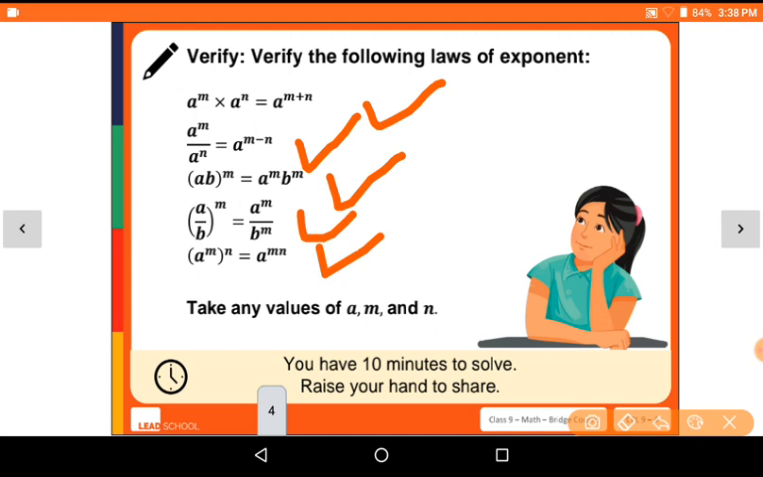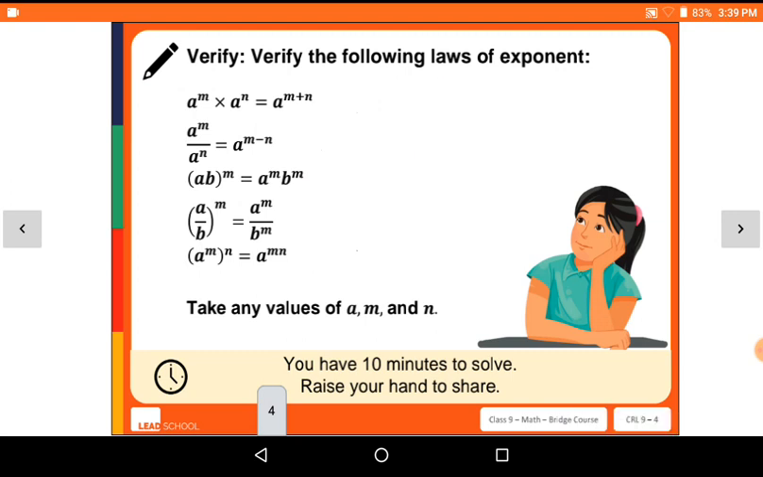So take any values of a, m and n and solve these. These are the 5 rules, the 5 laws of exponents. You have to remember these because they will also be covered in the first unit of class 9, so you will be aware of them.